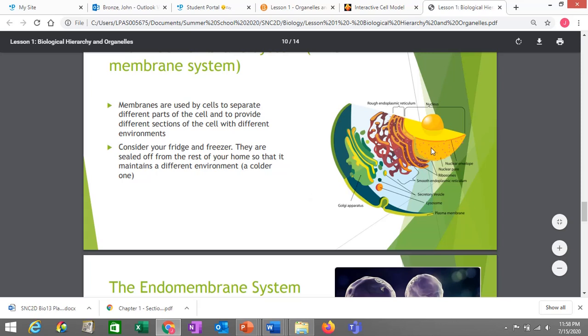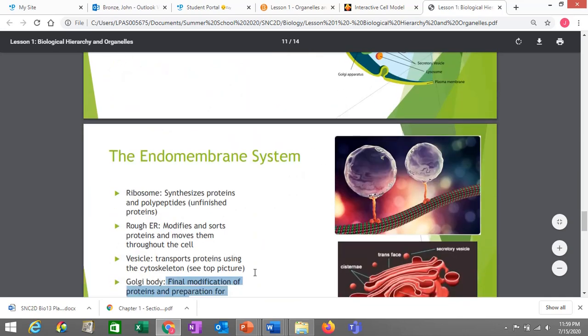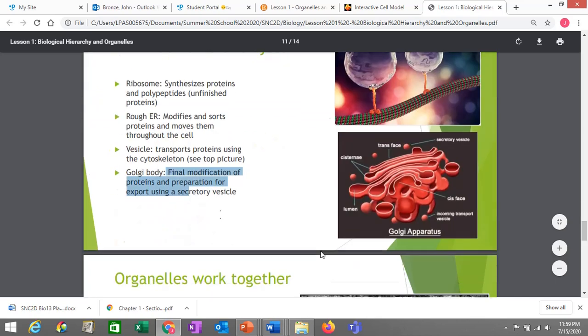Okay, so long story short, these things all work together. Ribosomes produce a protein, which goes into the endoplasmic reticulum. The endoplasmic reticulum sorts and modifies the proteins and sends them towards the outer region of the cell. A vesicle will allow the protein to travel from the endoplasmic reticulum to the Golgi body by way of the cytoskeleton. And then from the Golgi body, the protein is processed, modified, and shipped out through a secretory vesicle, which leaves the cell membrane. Okay? So you have a whole bunch of organelles working together.